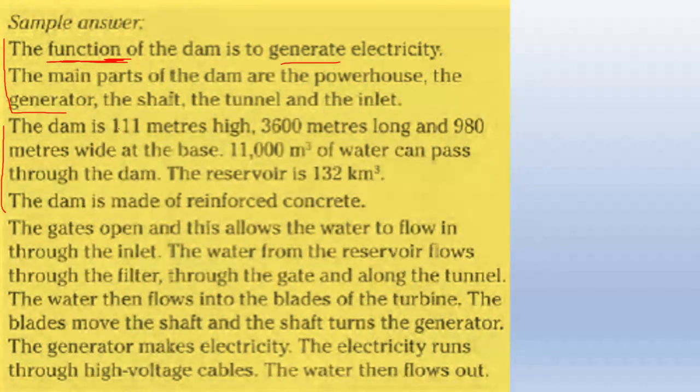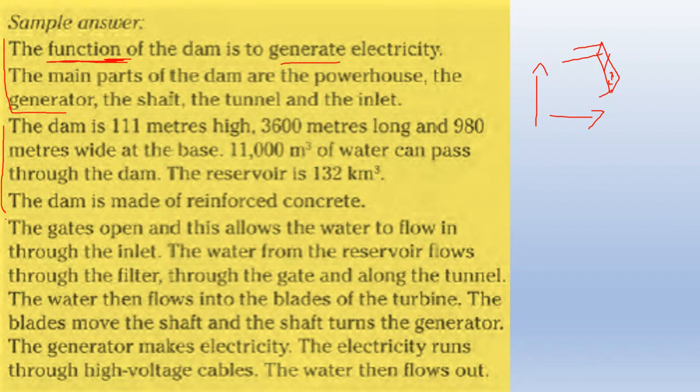The dam is 111 meters high, 3,600 meters long, and 980 meters wide. Okay, so we have high, this is from this point to this point; long; and finally, we have wide, if you want to measure from this point to this point. Time pass through the dam, the reverse is 132. The dam is made of reinforced concrete. A useful tip in the second paragraph is just to write its main specification. As we can clearly see, the writer wrote its specification starting with the dimensions and then provides specific information about the material that is used to make the dam.